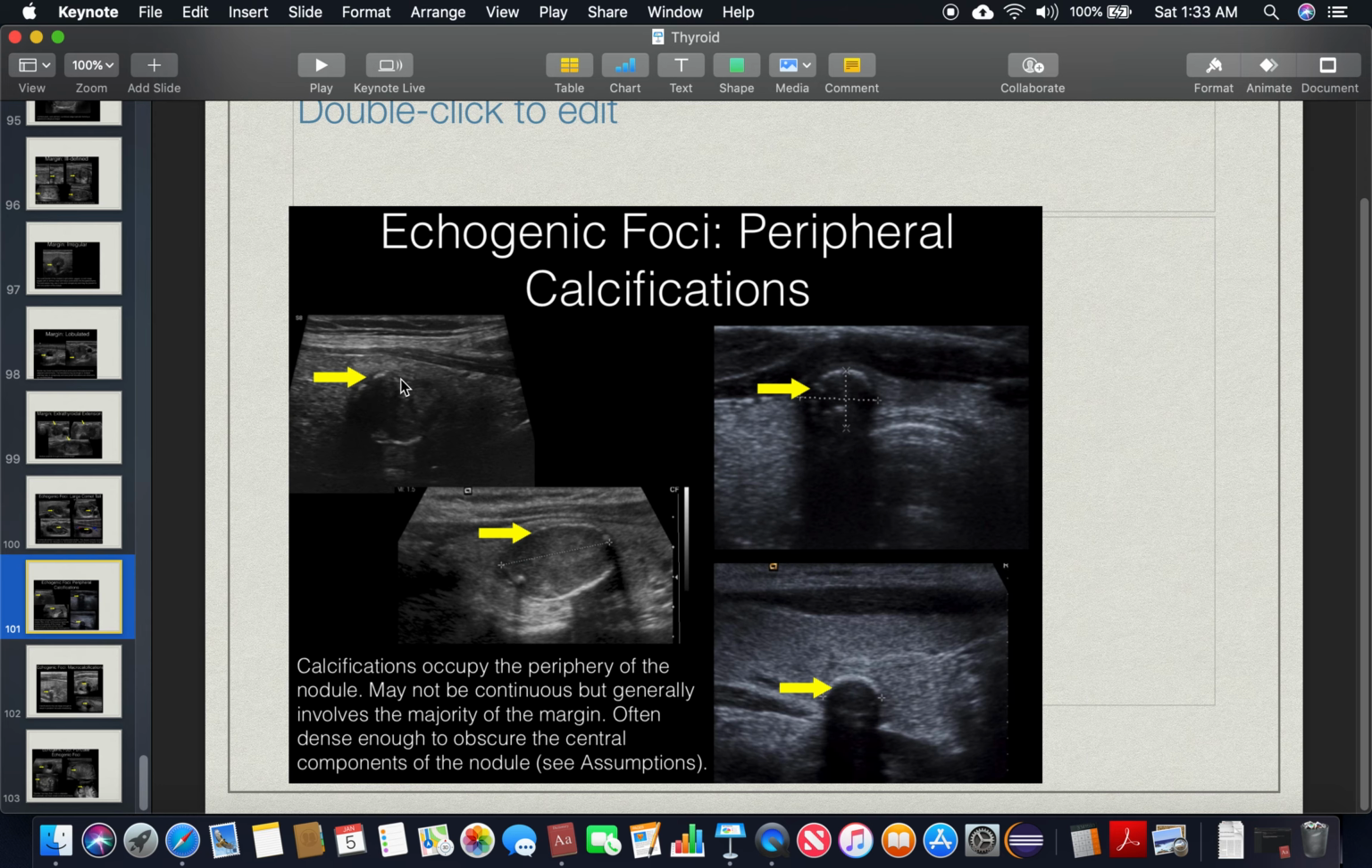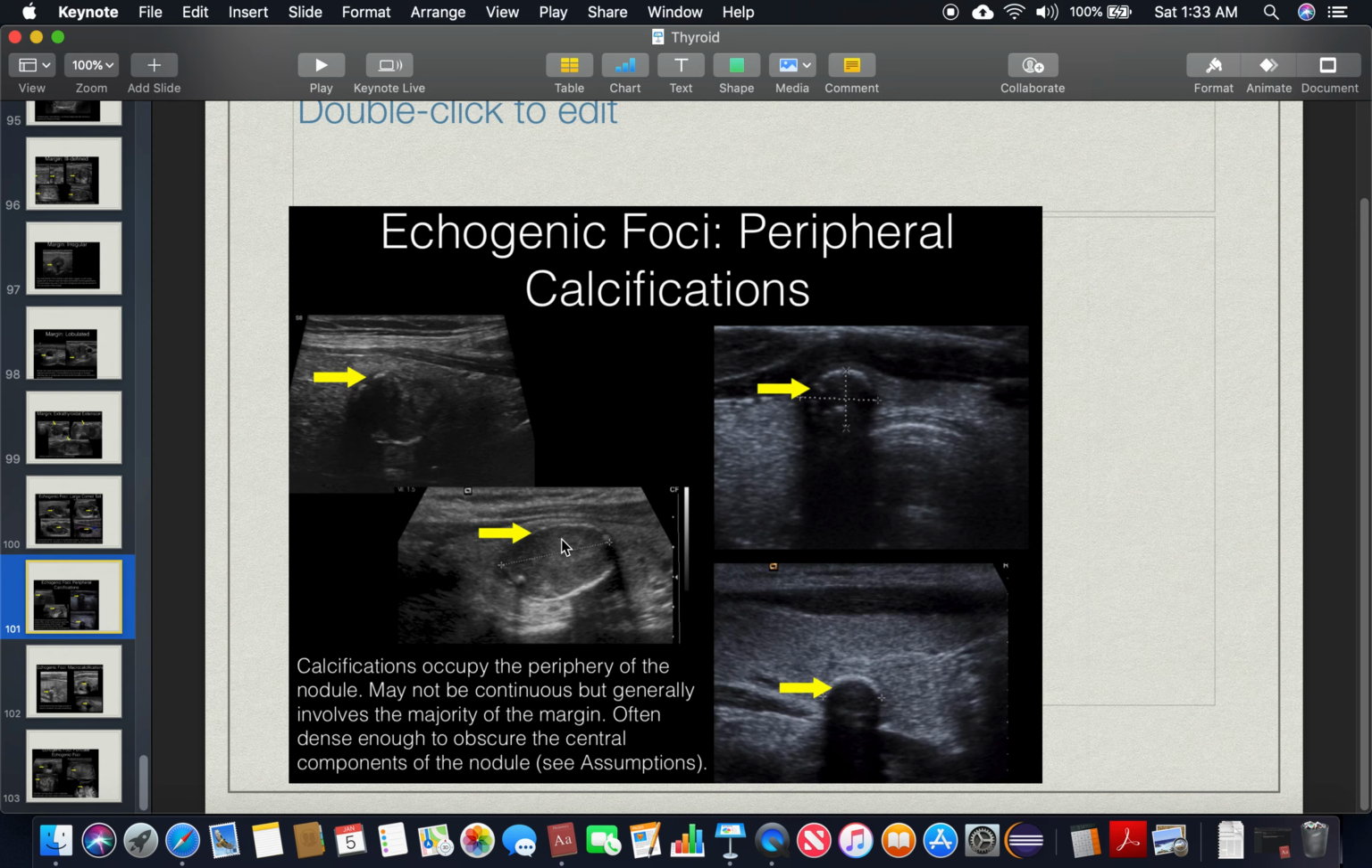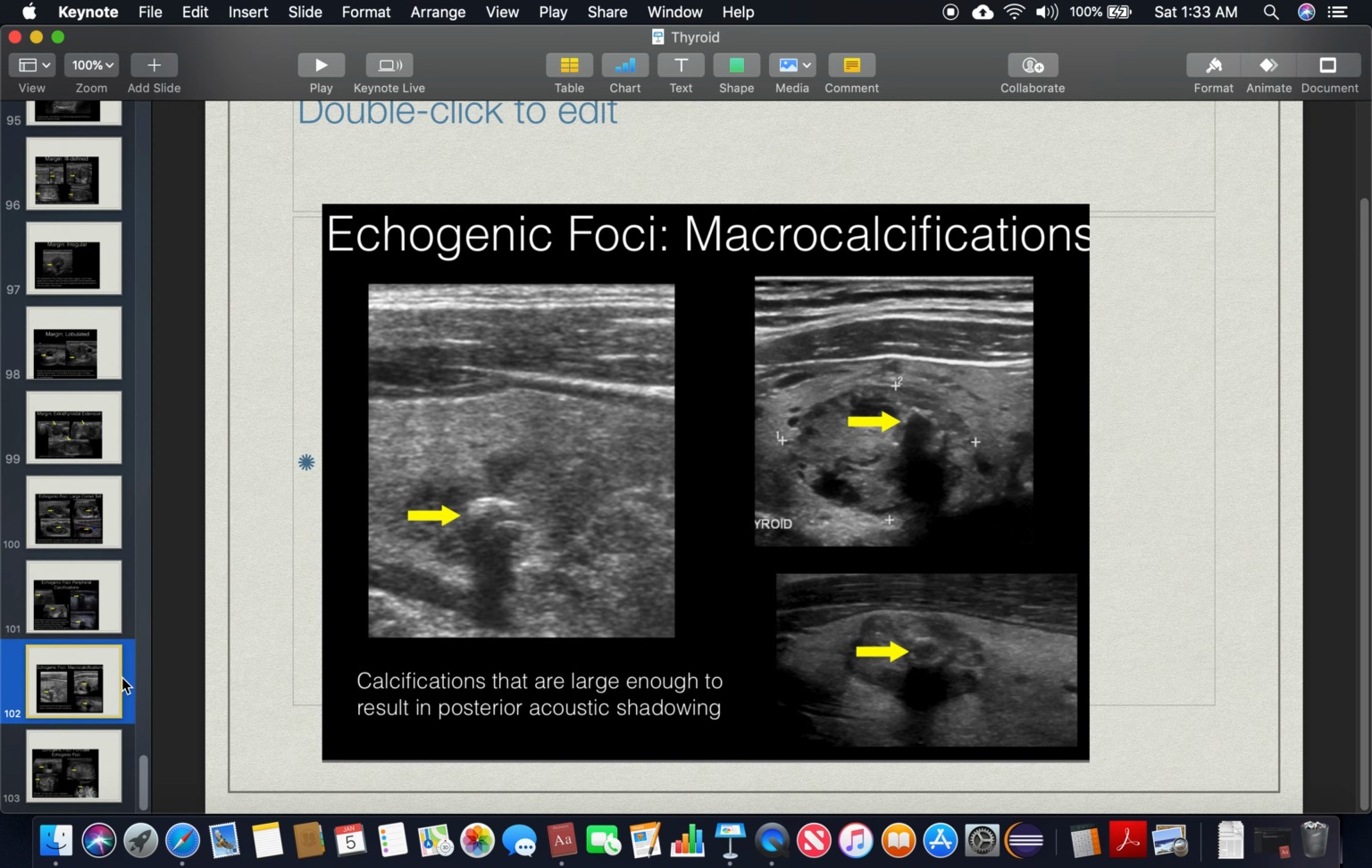Peripheral calcifications, these are in the periphery of the tumor, nodule, and it may not be contiguous, but generally involves the majority of the margin and dense enough to obscure the central components of the nodule. All right, here's an example of a macrocalcification that are large enough to cause posterior acoustic shadowing. On the other hand, you see how this is a peripheral calcification. Here it is kind of very solid appearing with acoustic shadowing.